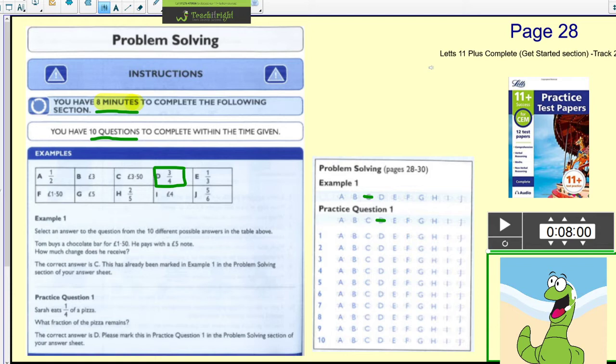The correct answer is D. Please mark this in practice question 1 in the problem-solving section of your answer sheet.